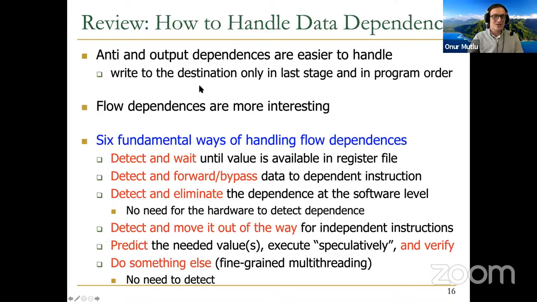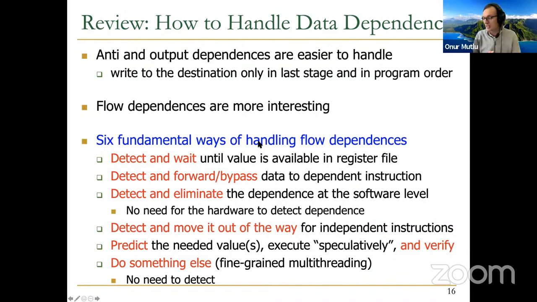Okay, so this slide also we covered, although I added one more thing over here. As opposed to having five fundamental ways of handling flow dependencies, I added one more thing, made it six, because the sixth one is really about out-of-order execution, which we will discuss. But basically, we said that anti and output dependencies are easier to handle in a pipeline, if you write to the destination only in the last stage and in program order. And if you do that carefully, then they don't cause a problem, basically. But flow dependencies are more interesting. And we talked about six fundamental ways of handling flow dependencies. Actually, we were in the middle of talking about six fundamental ways.